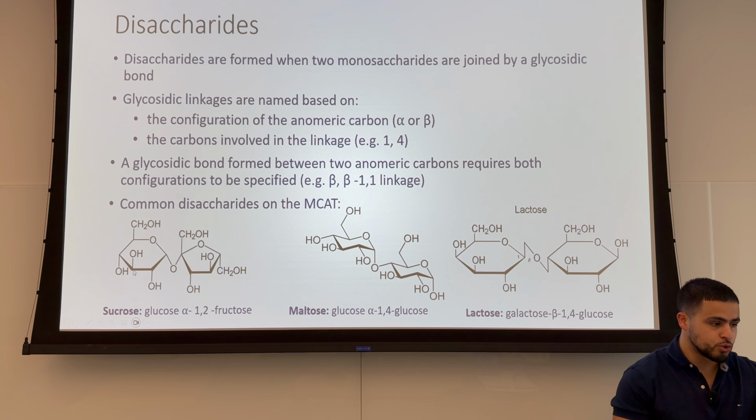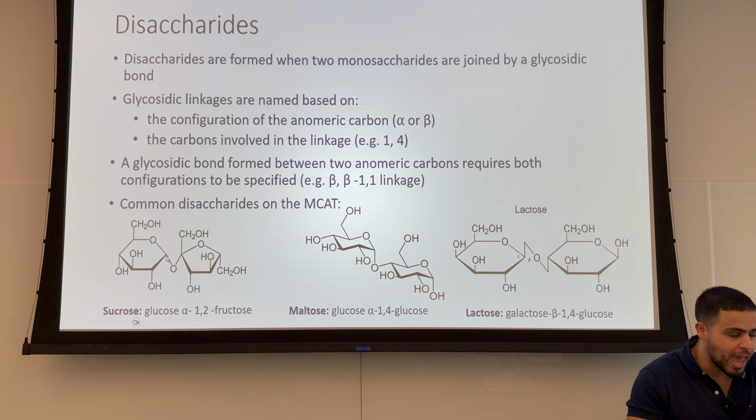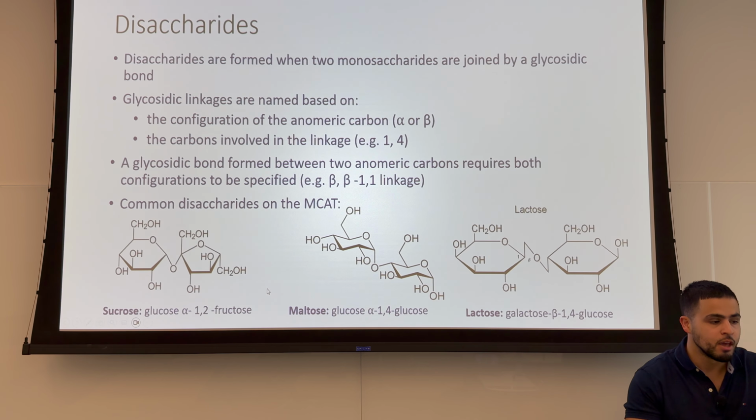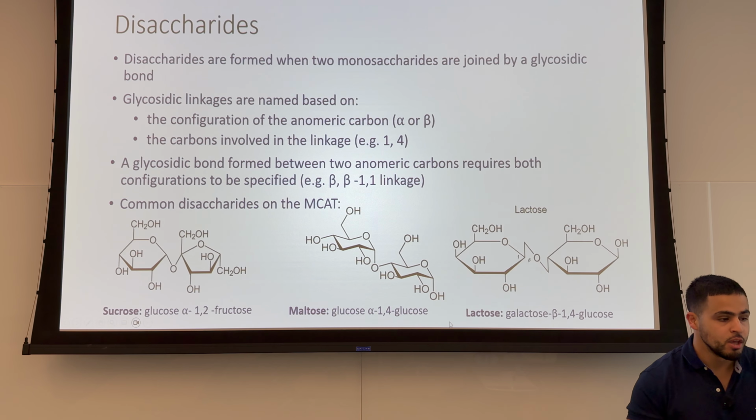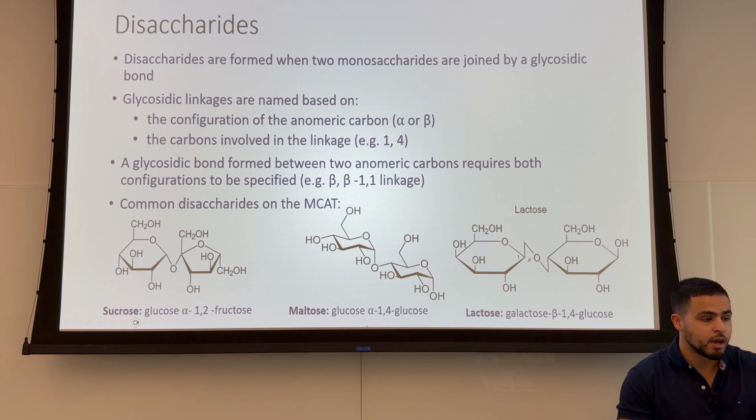So this is the structure of sucrose, and sucrose is formed between a glucose molecule and a fructose molecule. And it's specifically formed between the alpha-1 anomeric carbon over here, so you can see glucose alpha-1, and the number 2 hydroxyl group in fructose. So it's glucose alpha 1, 2 fructose. Okay? If you look at maltose, it's formed between two glucose molecules. So you have glucose alpha 1, 4.